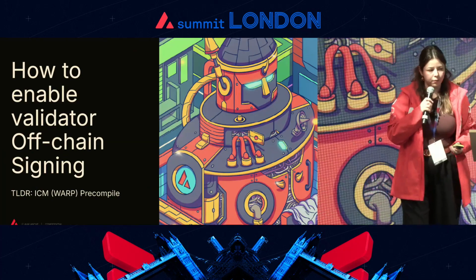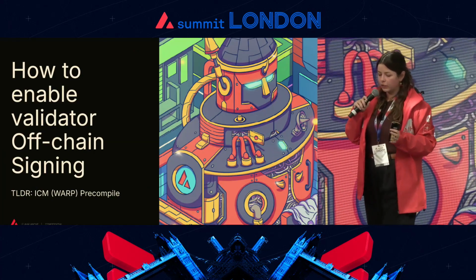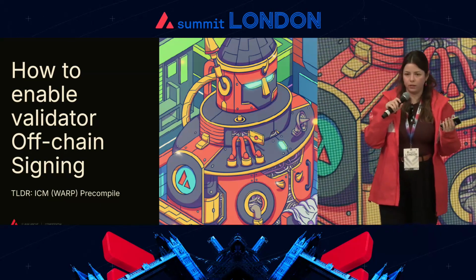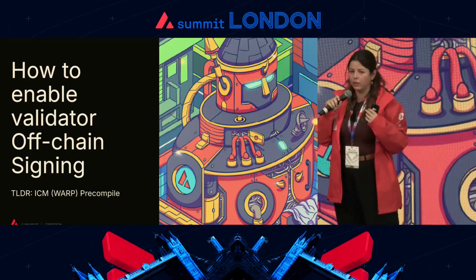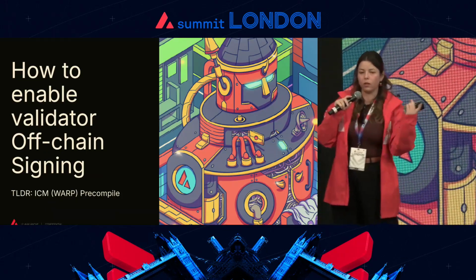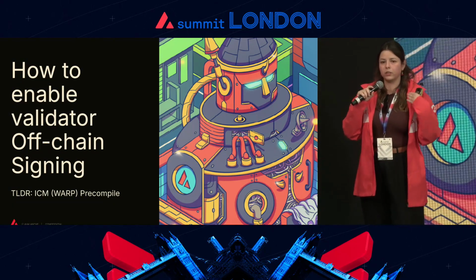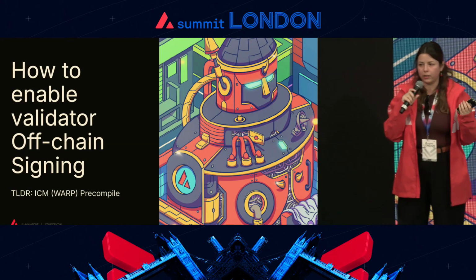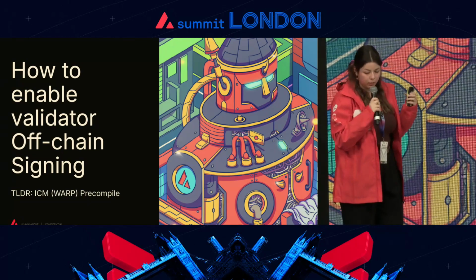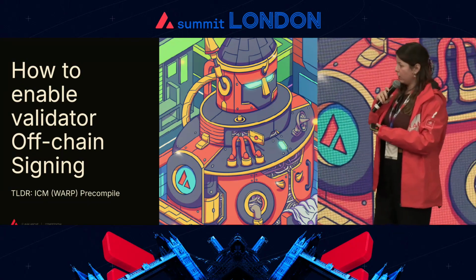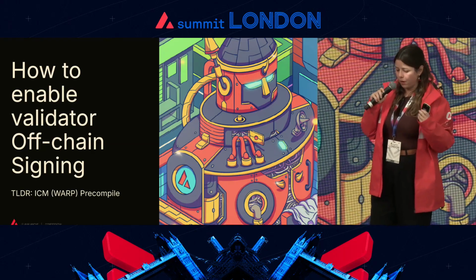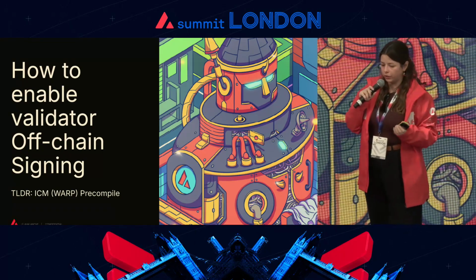So how do we enable this validator off-chain signing? This is especially useful because whenever we see a transaction happening with ICM or any cross-chain messaging, it's usually because something happened on-chain that makes sure we all agree that the transaction happened as a validator, so then we can trigger some action. But in this case, that transaction is going to be signed off-chain. So the simple answer is we enable ICM or the Warp precompile to verify those signatures.